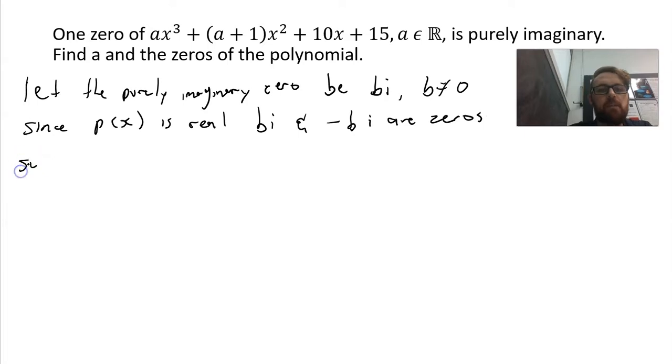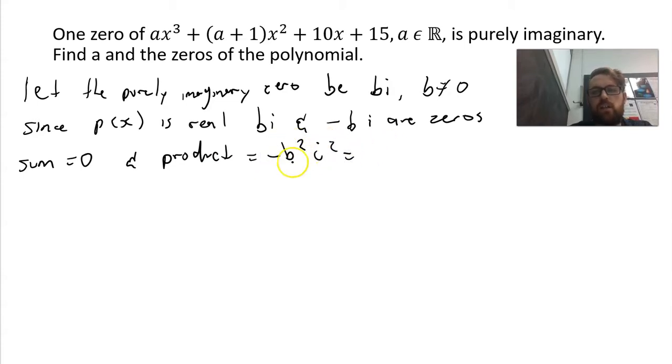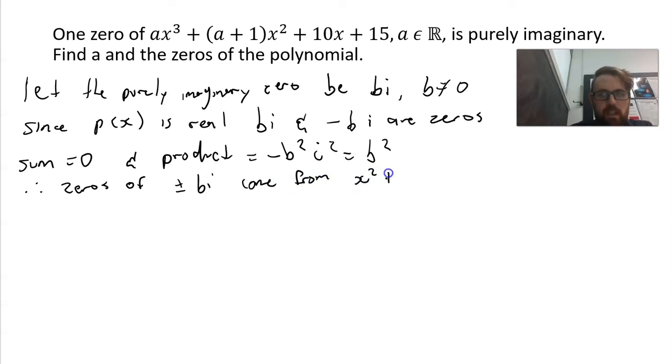Now, if we take the sum of these, if we add them together, they're going to equal 0, because that's what conjugates do if there's no real part. And the product equals negative b squared times i squared, which, because i squared is negative 1, just equals b squared. All right, so therefore the zeros of plus or minus bi come from x squared plus b squared. Okay, and we're going to be able to use this to help us work out what a is.